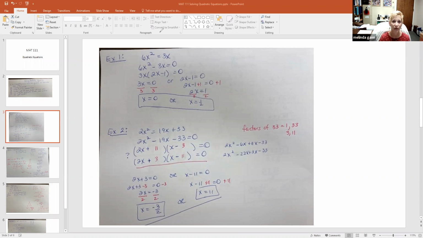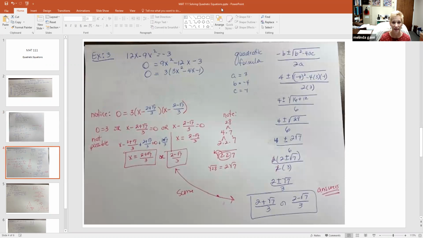Now, let's look at another one. All right, look at this one. All right, here's my next example. Now again, everything has to be on one side and 0 on the other side. So because it doesn't make any difference, in other words, I just decided to go to the other side just to show you that you could do that if you wanted to.